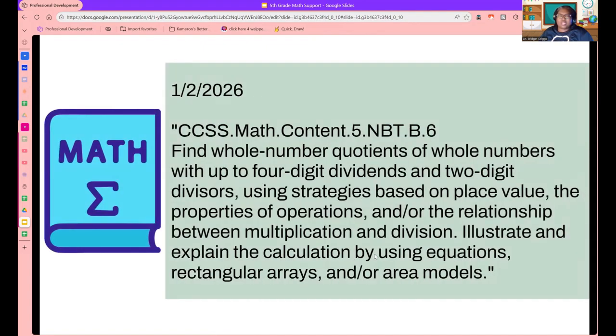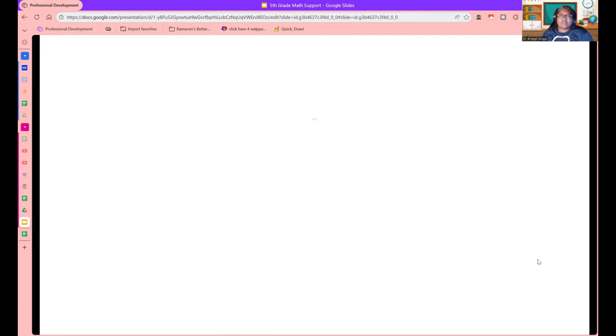Our objective for today is find whole number quotients of whole numbers with up to 4-digit dividends and 2-digit divisors using strategies based on place value, the properties of operations, and/or the relationship between multiplication and division. Illustrate and explain the calculation by using equations, rectangular arrays, and/or area models. We won't do all of it, but we'll definitely do at least one in this problem that we have here.